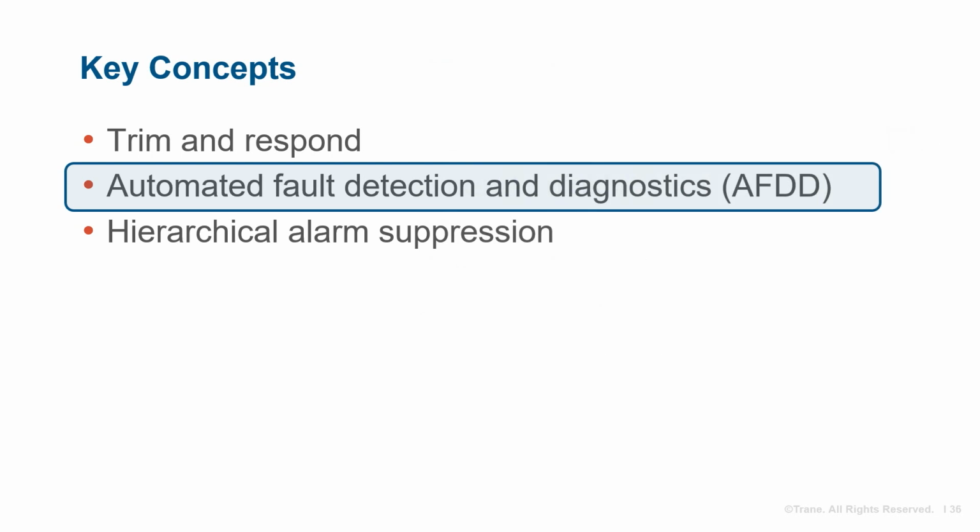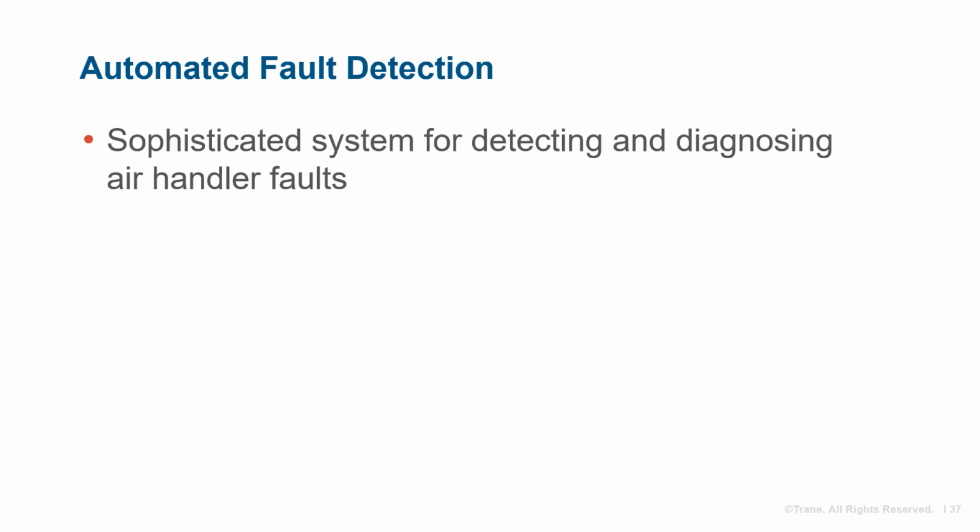Next, let's go over the second key concept, automated fault detection and diagnostics. AFDD is a sophisticated system for detecting and diagnosing control system faults. The goal is to identify sensor or mechanical faults before they become an issue for proper system operation or have an impact on energy efficiency.